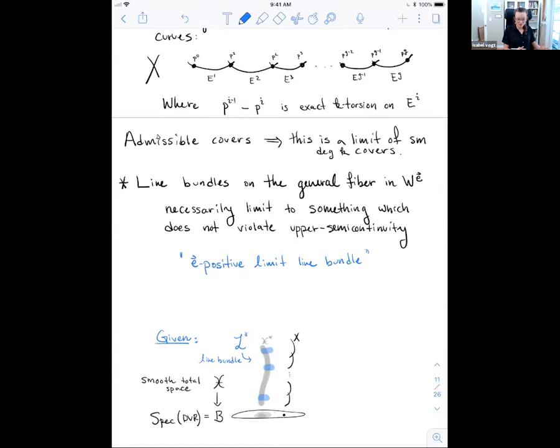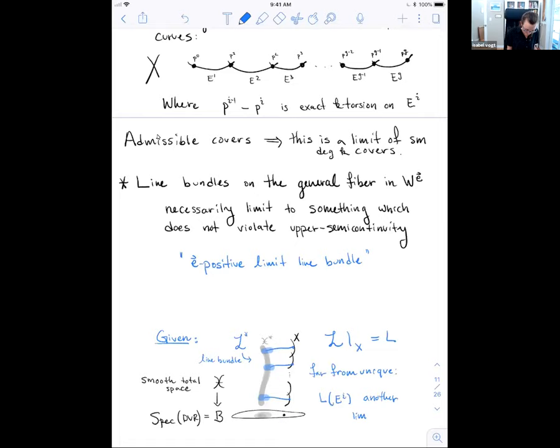So because the total space is smooth, I can always close this up to a line bundle on the total space. So I can get some line bundle on the total space, which when I restrict it to X gives me a limit L. But this limit is far from unique, of course, because if I take any component E_i and I twist this limit by it, it's another limit.